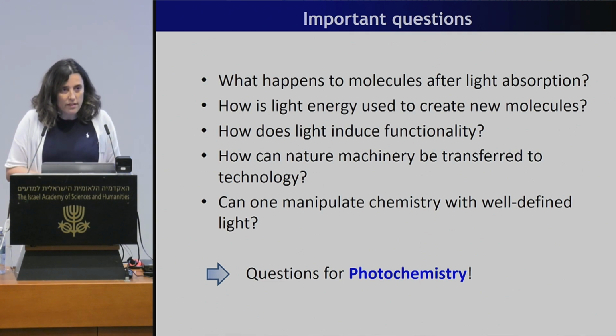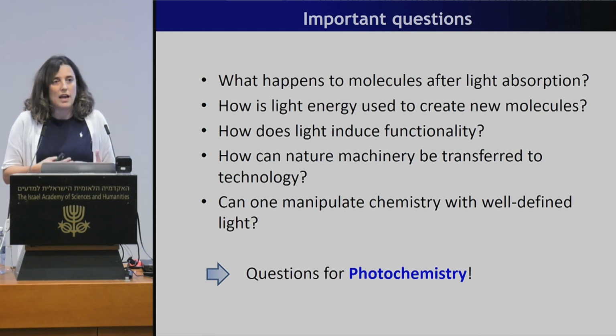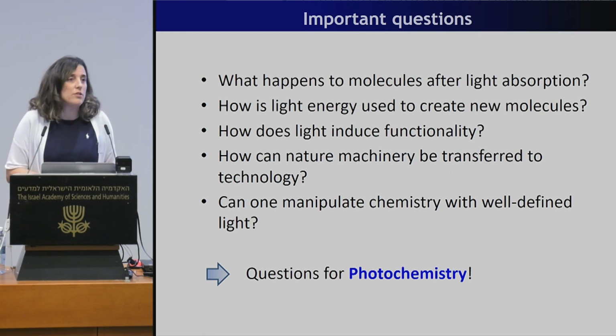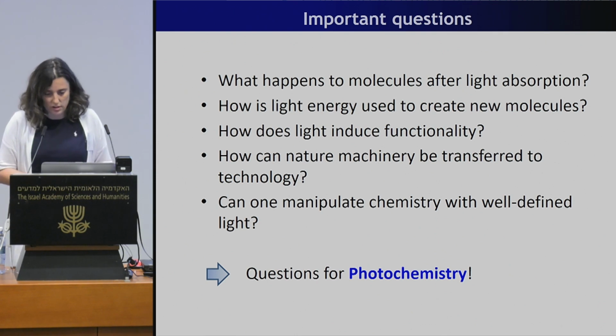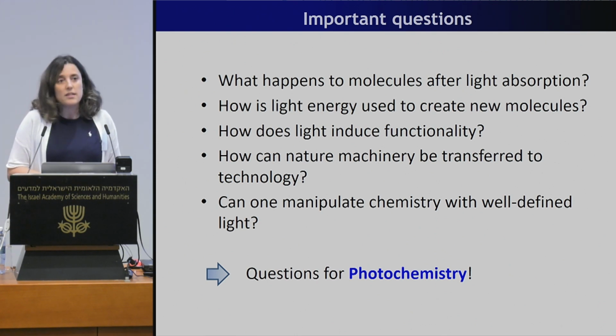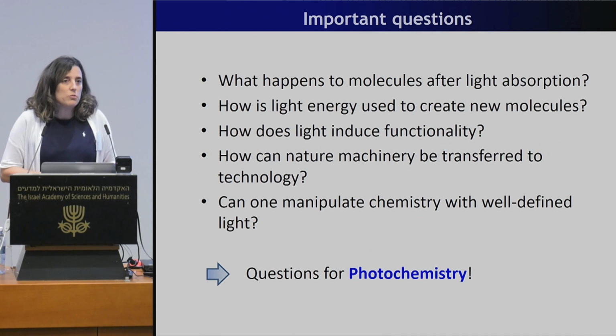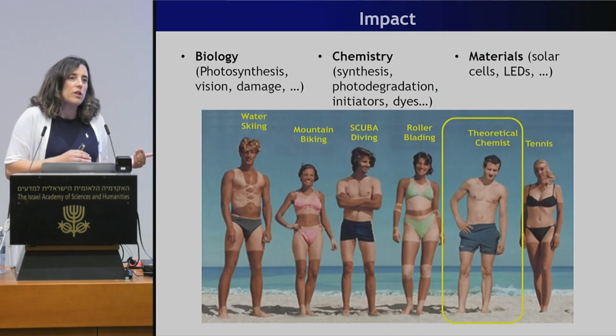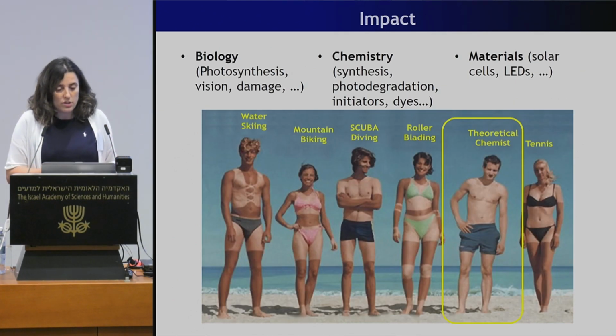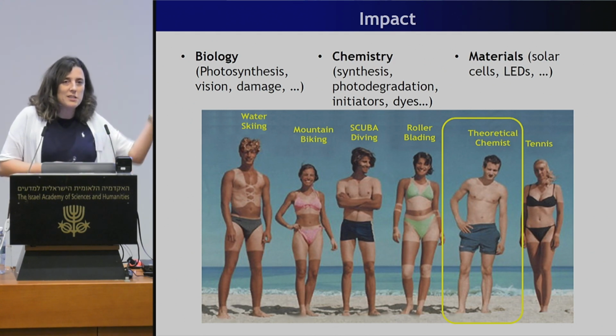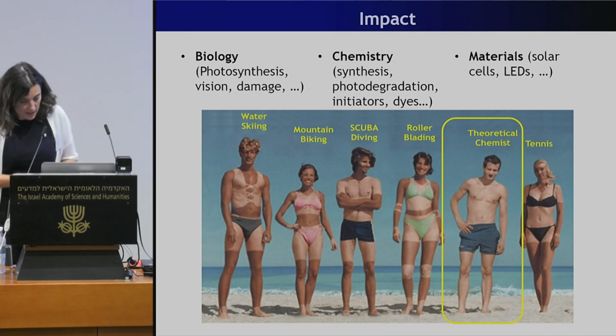And one can even go further and argue that if you understand very well how many of these processes happen, and maybe you are not so happy with them and you want to improve them, one can even use some type of light, like shaped light, to improve these processes. I'm going to talk about the last topic, but these are the questions that, from my point of view, molecular photochemistry is dealing with. If you are able to solve these questions, you can make a big impact in biology, in chemistry, in materials, and not least because you can create some nice sun blockers in case you need them.